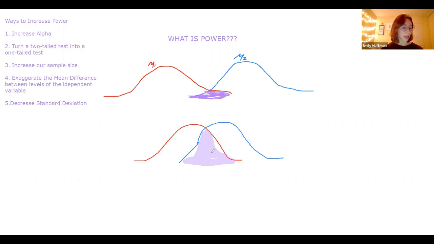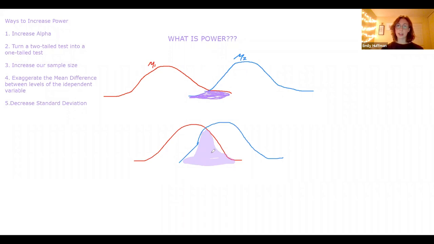And another way of thinking about this is that if the two populations share more of the distribution, then we are more likely to get a higher p-value, which would lead us to fail to reject the null, therefore giving us a less likely chance to correctly reject the null, leading to low power.